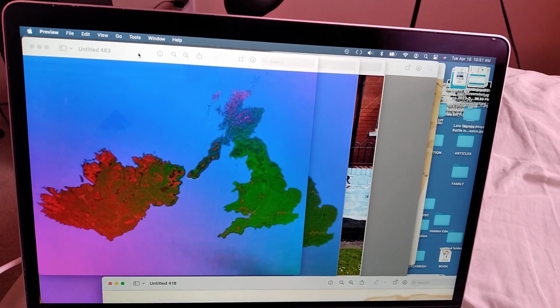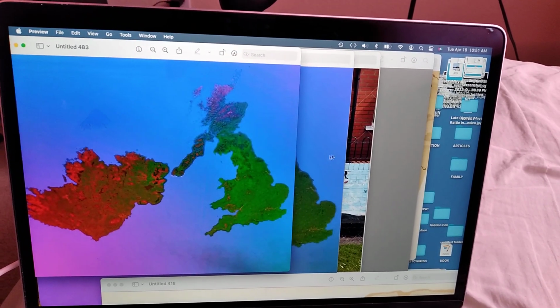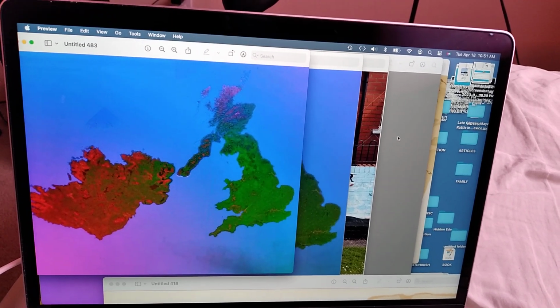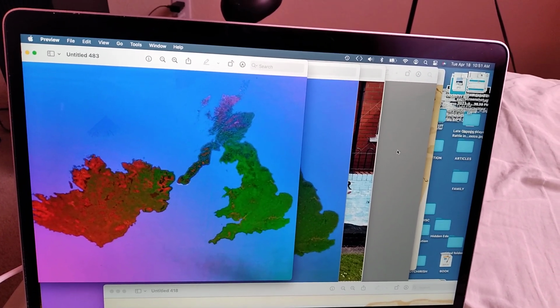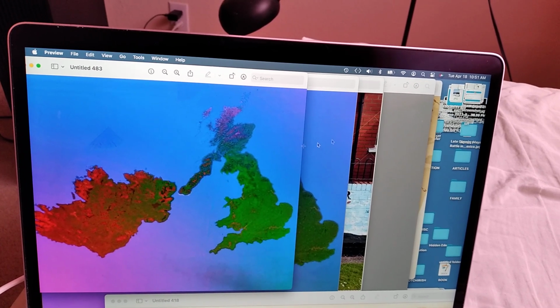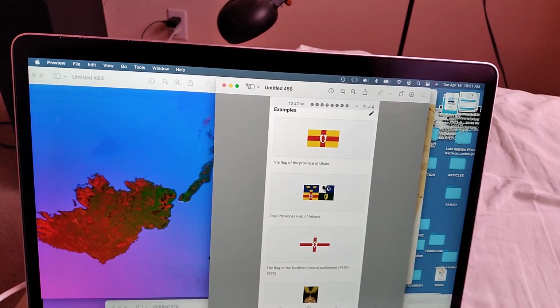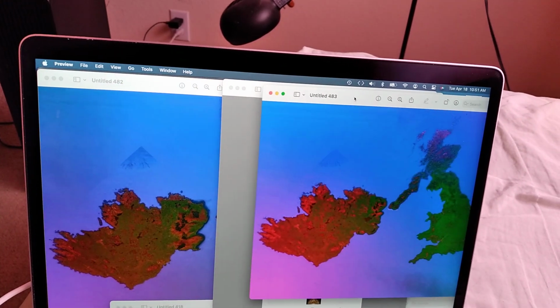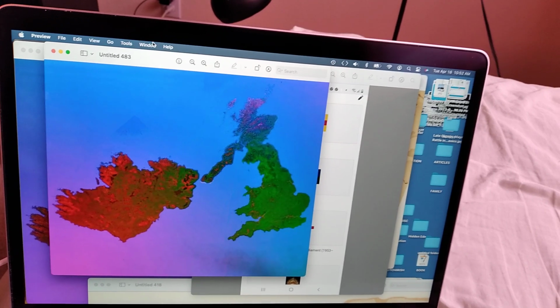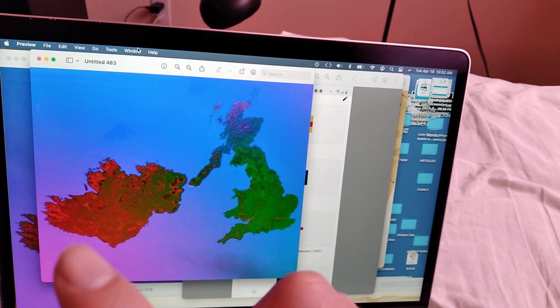So this is another reconstruction of the Red Hand of Ulster and the kind of avatar, the ancient Egyptian avatar of Britain as a giant holding Ireland as three hostages.